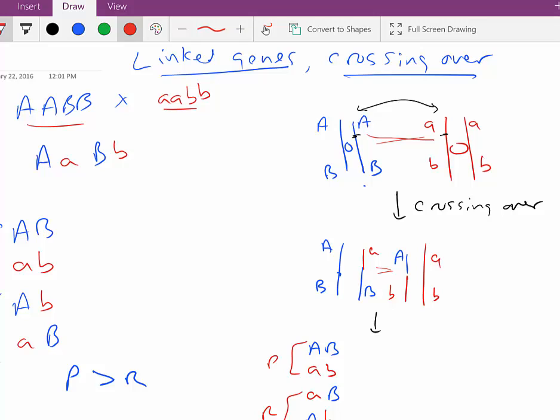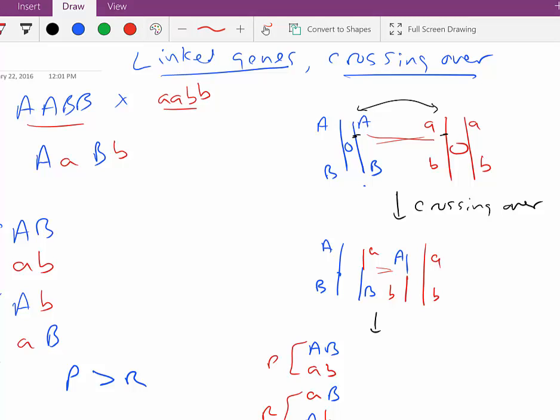Whereas in independent assortment, the way the chromosomes line up is random, so in any given meiotic division, they can line up in one way or the other. You get your gametes in equal proportion, 1 to 1 to 1 to 1. In this case, most of the time you don't get crossing over.